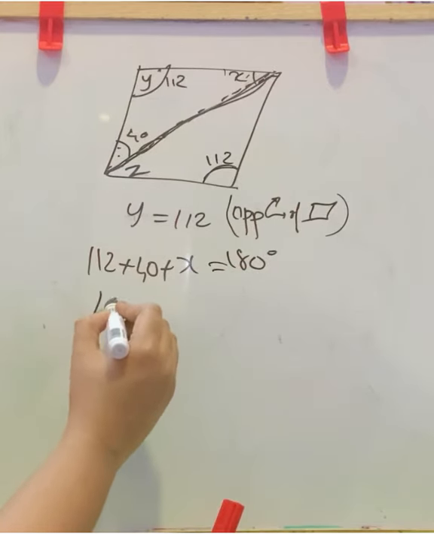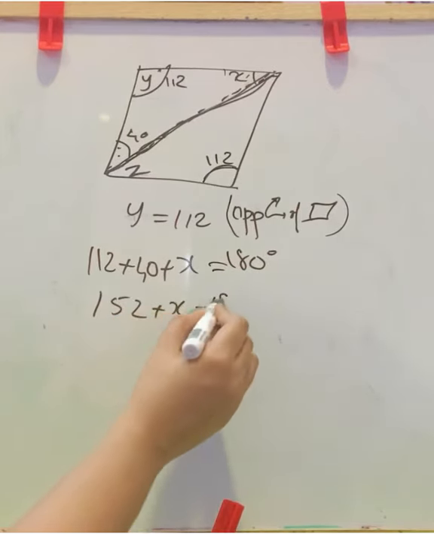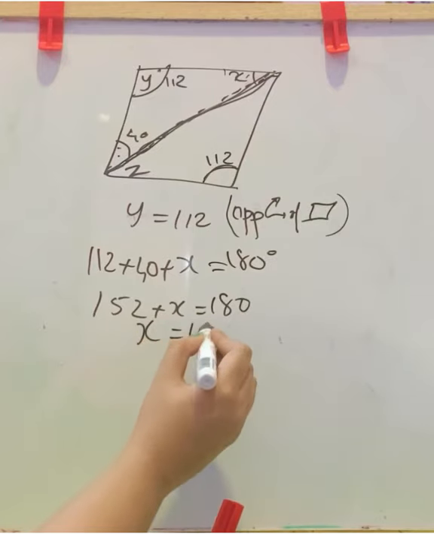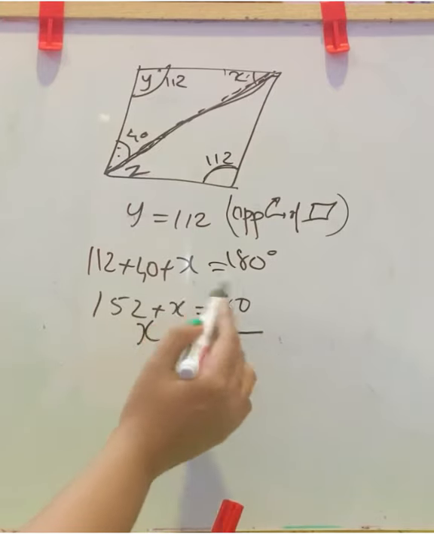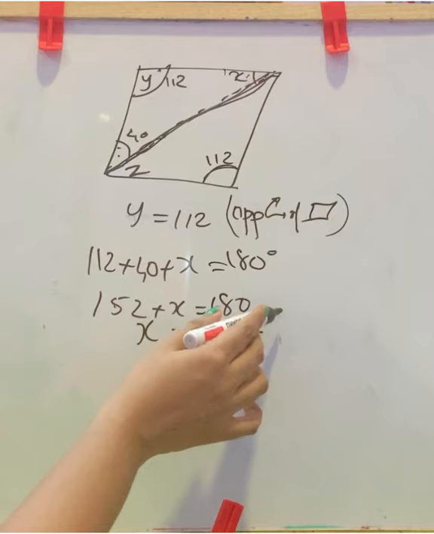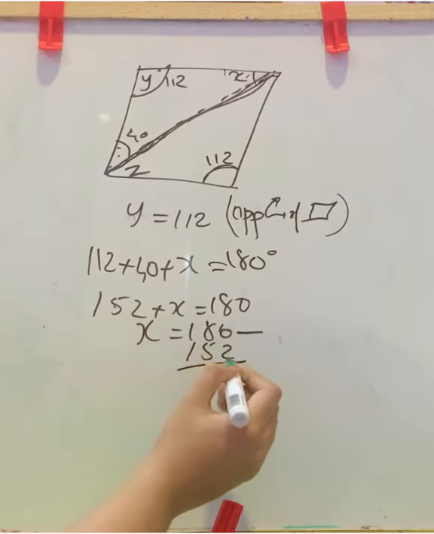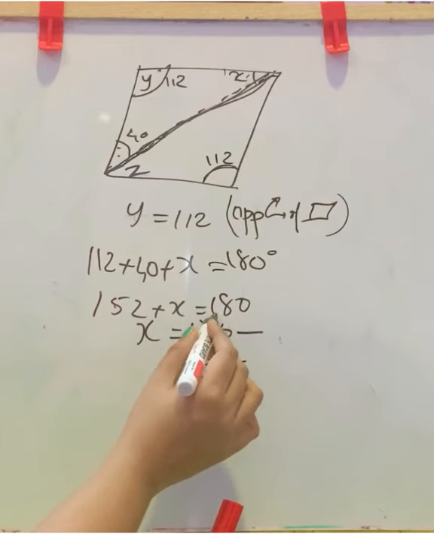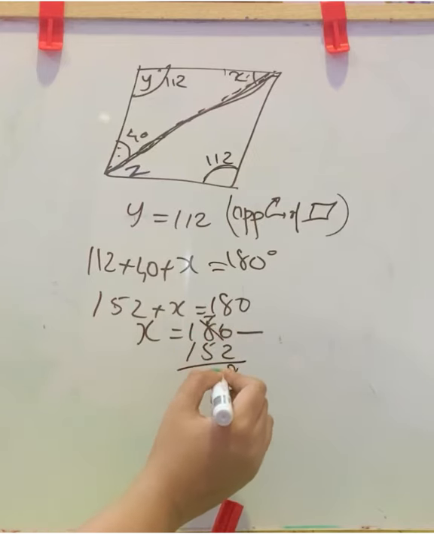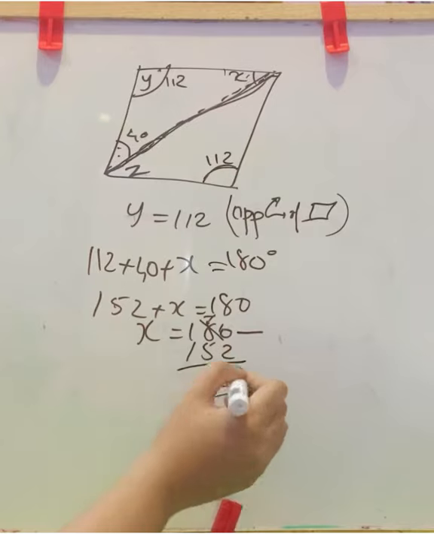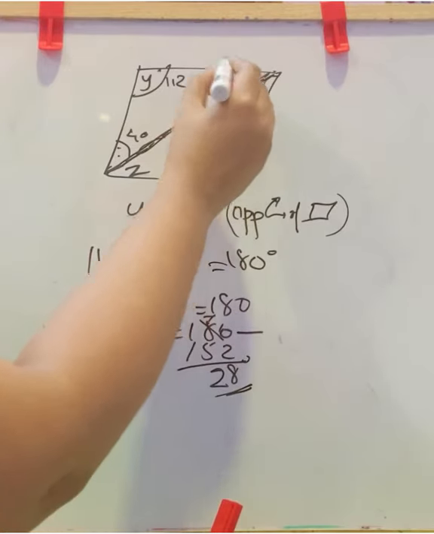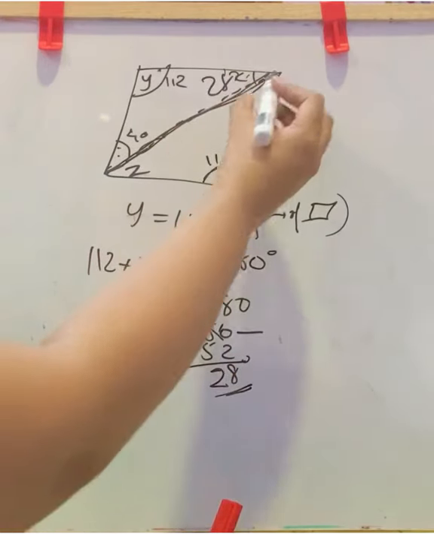Now 152 plus x is equal to 180. X is equal to 180 minus 152. Taking this 152 to the RHS, it becomes minus 152. That is 10 minus 2 is 8. Here it becomes 7. 7 minus 5 is 2. 28 degrees. So you got x is 28 degrees. That is this part.